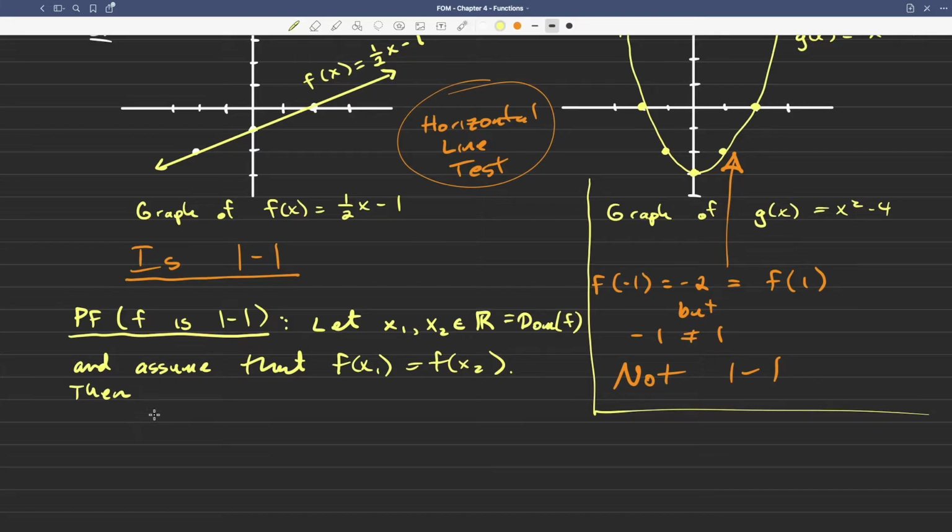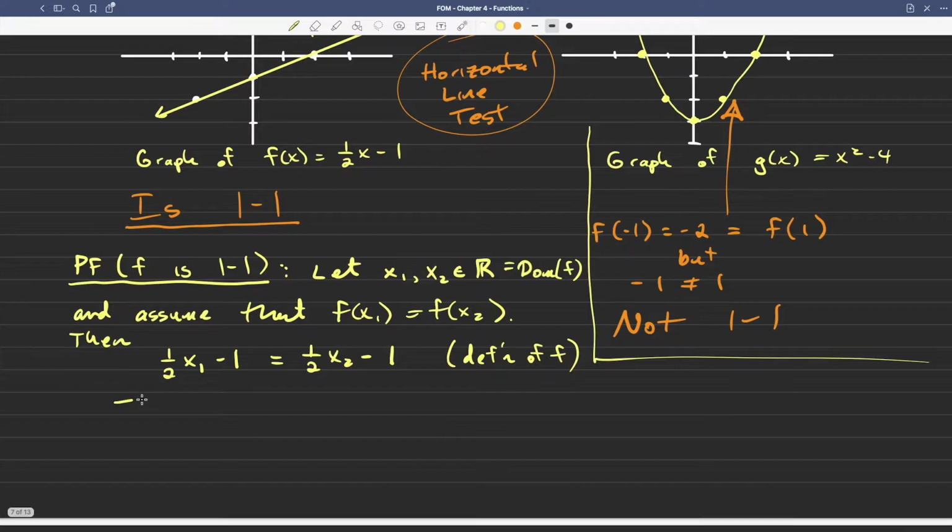Well, we know f of x1 is 1/2 x1 minus 1, and we know f of x2 is 1/2 x2 minus 1. That's just by the definition of the function, right? And then we can add 1 to both sides, and we get that equation, and then we can multiply both sides by 2, and we get x1 equals x2. And so now we know the proof is done. We started with f of x1 equals f of x2, and we arrived at the inputs x1 and x2 are equal. End of proof.